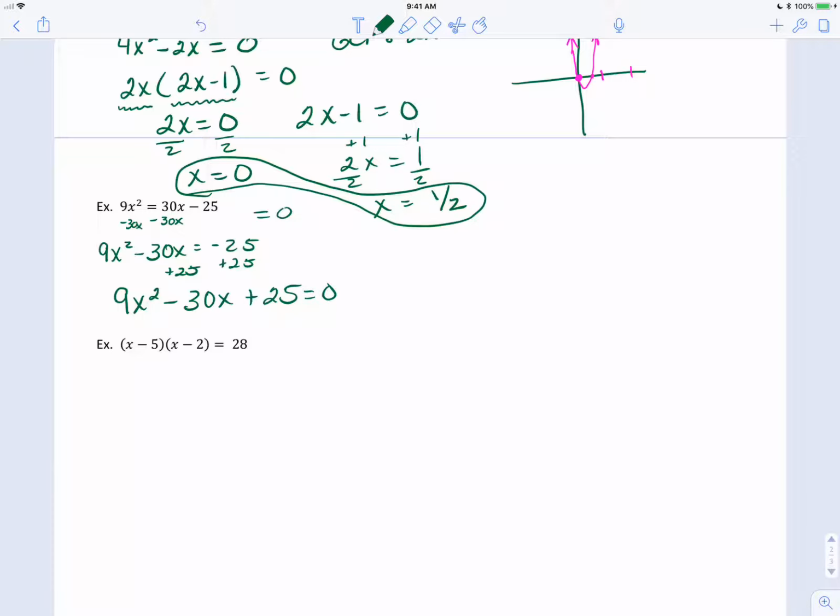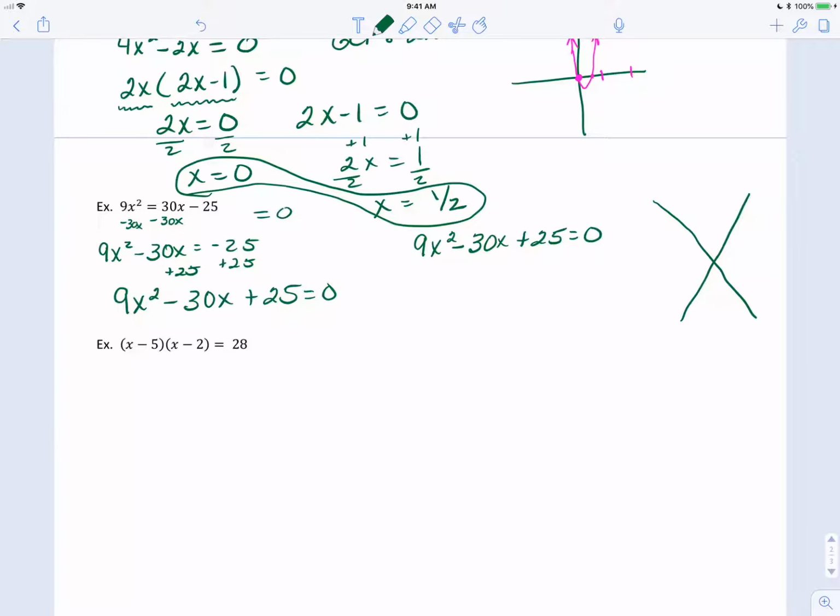So we have, let me bring him over here so that we have room to factor him. 9x squared minus 30x plus 25 is equal to 0. Okay, well those are some big numbers, but I don't see a GCF in there. So we are going to have to use our big X method here, and it looks like we're just going to have something really big.